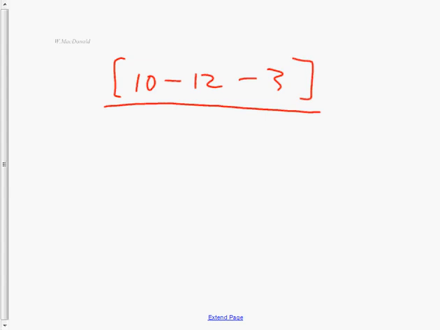Question 6 says 10 take away 12 take away 3, whatever all of this is. If you want, I can put square brackets around it, or round brackets or whatever. Once you get an answer to that, you then have to take your answer and divide it by -5. So I'm going to go upwards with my order of operations. 10 take away 12 is -2.